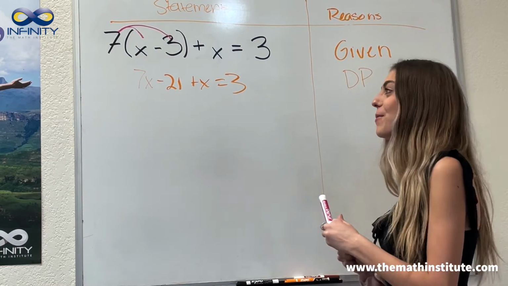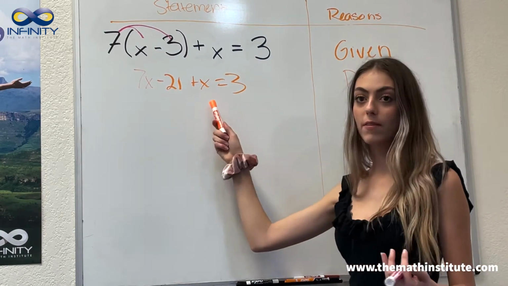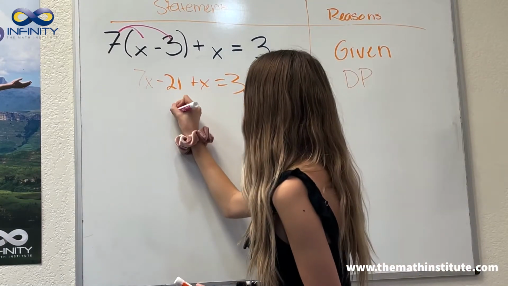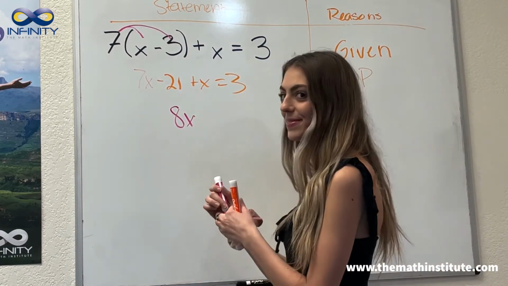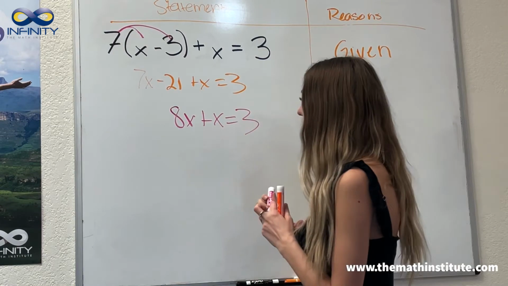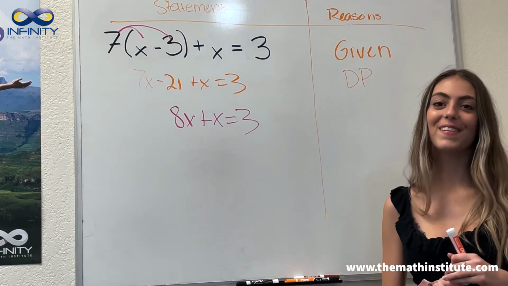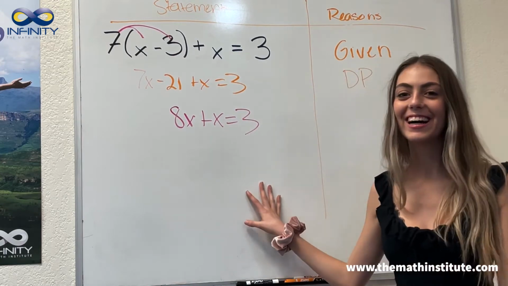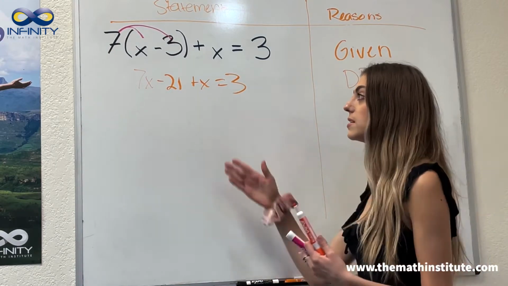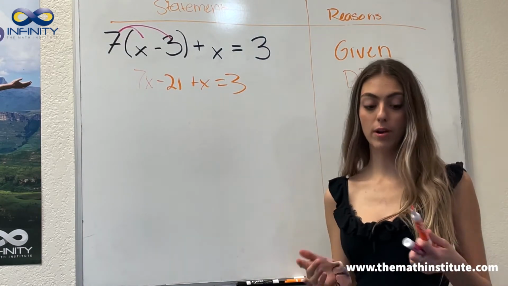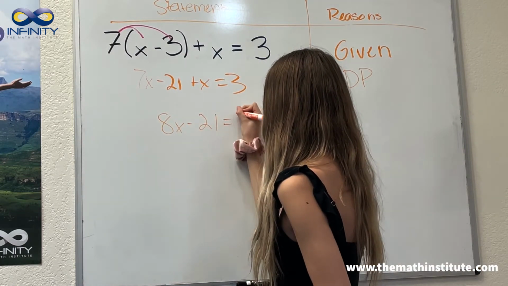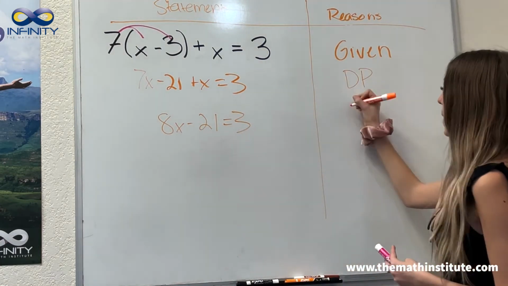Next, now we are going to combine like terms because as you can see, two of the same variable and the same exponent. So we will add 7x plus x, which is 8x minus 21 is equal to 3. Wait, I messed it up. Oh my god. What do I do? So for our next reason, we're going to be combining like terms because the 7x and the x go together since they are the same variable and exponent, giving us 8x. So when we add them, 8x minus 21 is equal to 3. So we will be writing combined like terms.